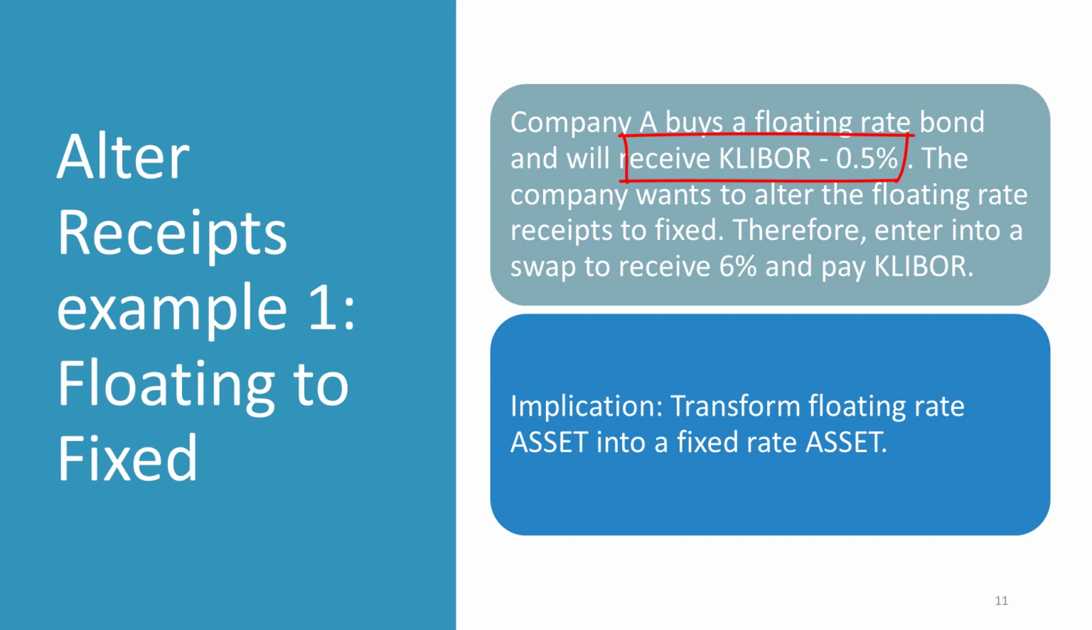So in order to convert their receipts in the form of floating rate to fixed rate, they will enter into a swap contract in which they will receive 6% and they need to pay CLIBOR. In this case, they will convert the floating rate asset into fixed rate asset.